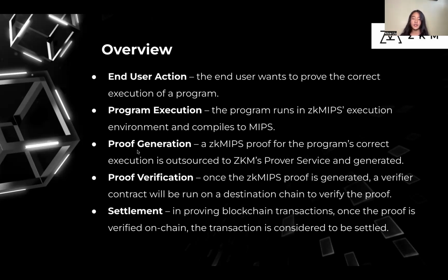And then afterwards, it's the proof generation. So the zkMIPS proof for the program's correct execution can be outsourced to the proving service, which we'll demo. And once the zkMIPS proof is generated, a verifier contract will verify the proof. And in the case of proving the correctness of blockchain-based transactions, once the proof is verified on-chain, the transaction is considered to be settled.